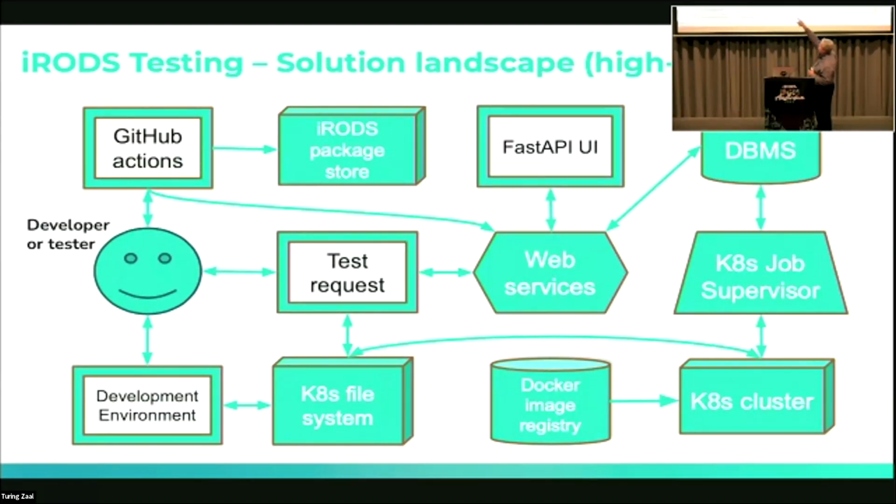The developer could also make a test request manually. He tweaked something and just wants a quick test request, or he lost his last run forensics, so he can actually make another test request manually.